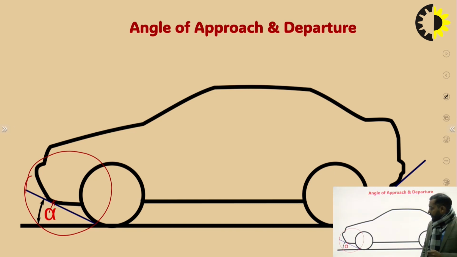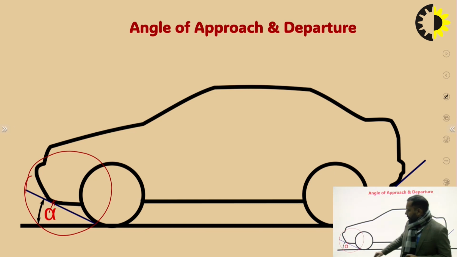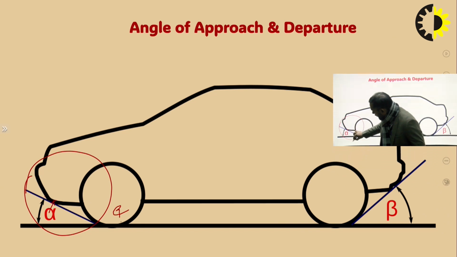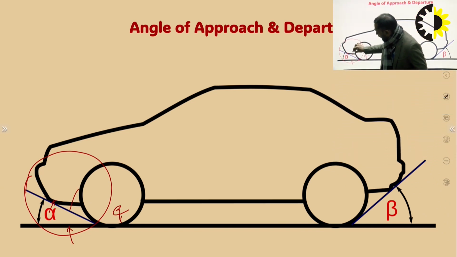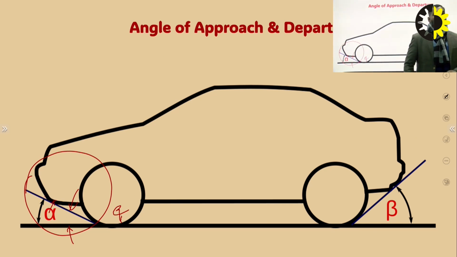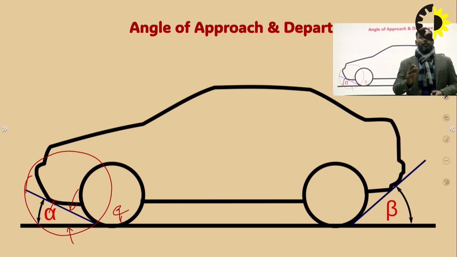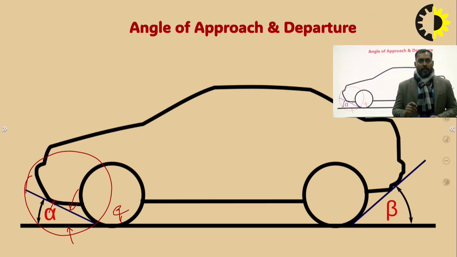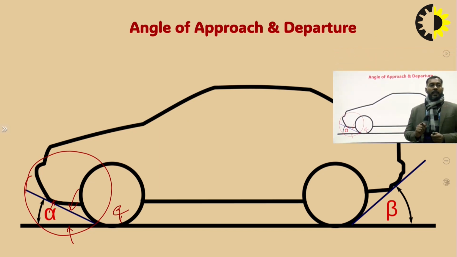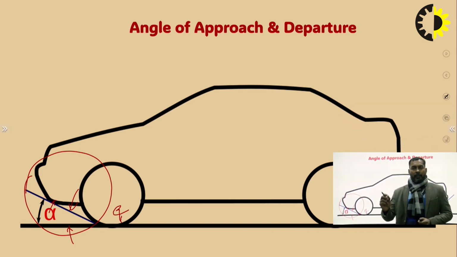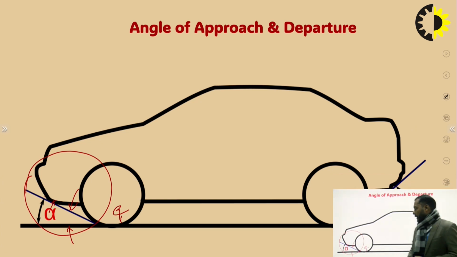What we have to do? We have to make a tangent between the lowest part of the car and the wheel. It may be any hanging part of the car at the front end. And this angle is the angle of approach. It is used when you want to drive a car on uphills or over some obstruction. So the angle of approach makes sure that the front end of the car, or the lowest hanging part of the car, can't hit that obstruction.